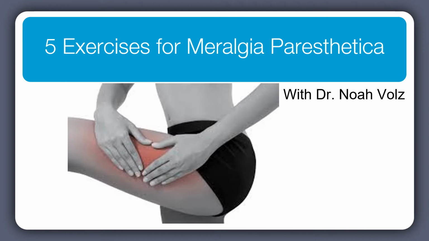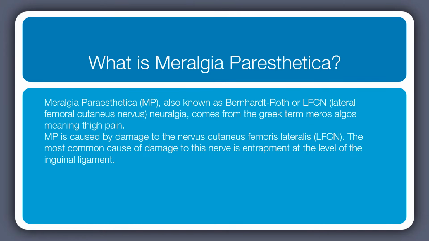5 exercises for Meralgia Paresthetica. Meralgia Paresthetica is basically pain in the thigh or the side of the thigh. It's often called lateral femoral cutaneous neuralgia. That's because it's an altered sensation in the thigh from a compression on a nerve called the lateral femoral cutaneous nerve. So if you have pain in your thigh, you may have Meralgia Paresthetica.